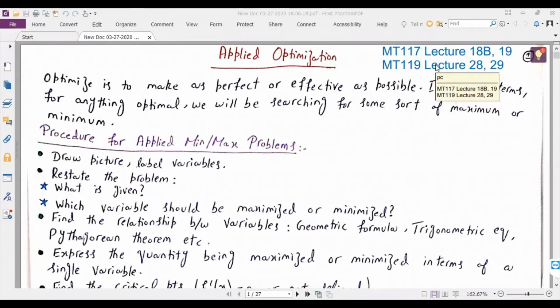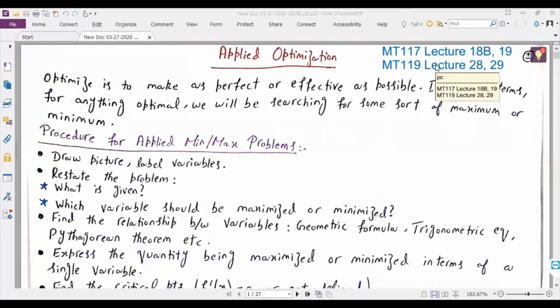Now comes the procedure for solving the applied maximum and minimum problems. In step one, we draw an appropriate figure and label the quantities relevant to the problem. In step two, we find a formula for the quantity to be maximized or minimized. In step three, using the conditions stated in the problem to eliminate the variables, express the quantity to be maximized or minimized as a function of one variable.